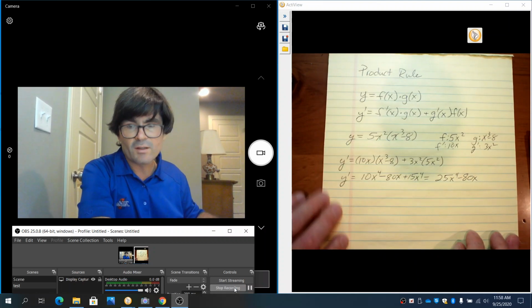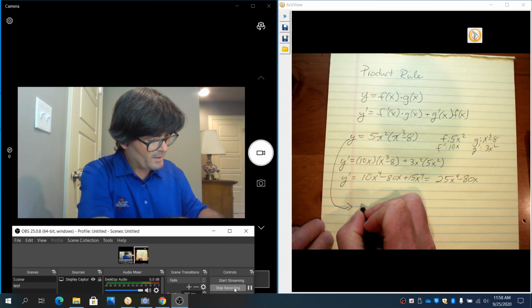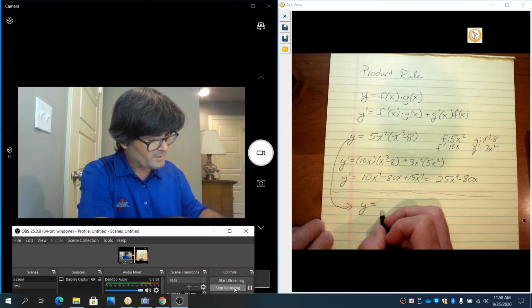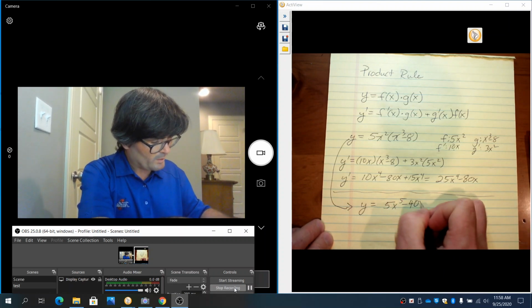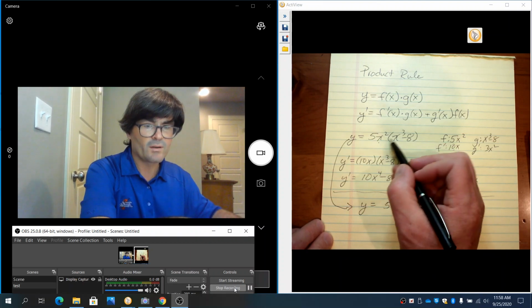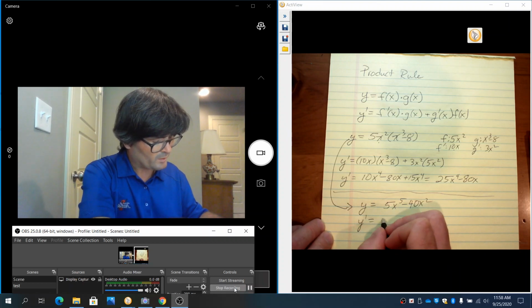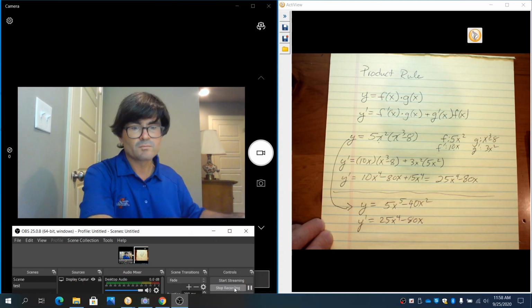Now, as a side note, you could have also done this particular problem as a power rule. If you had said y is going to be 5x to the 5th minus 40x squared, if I had distributed the 5x squared first, then you'd now have a power rule. Many problems work like this, where you can do them with multiple rules.